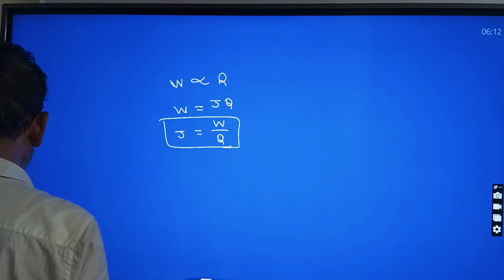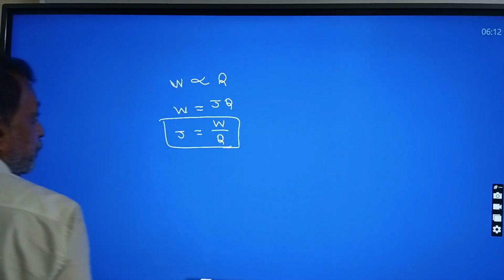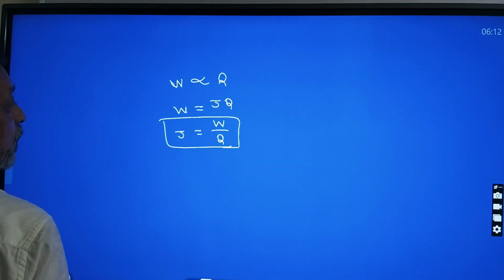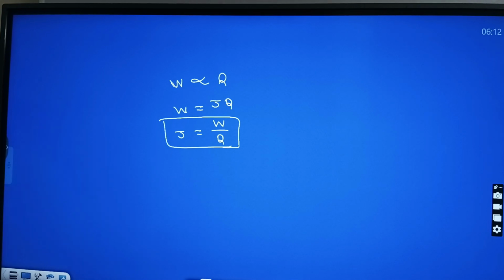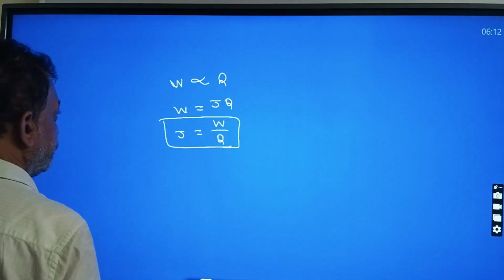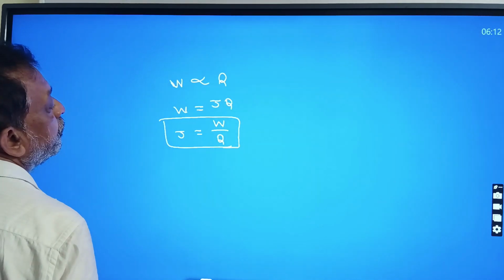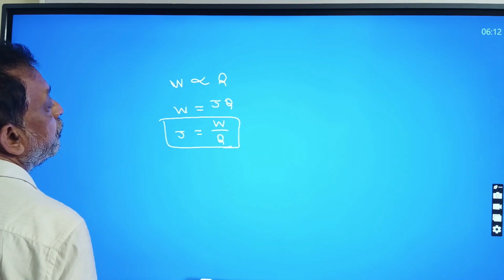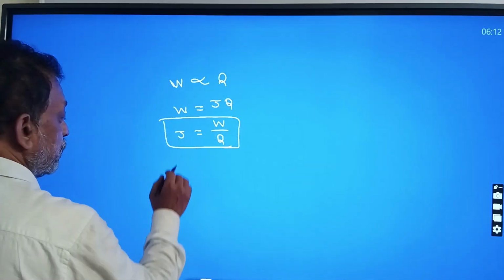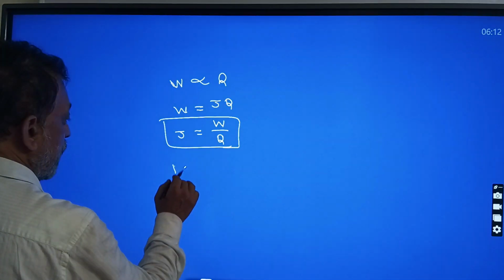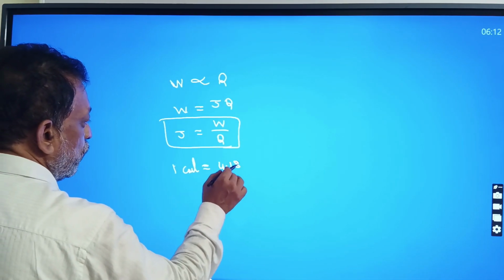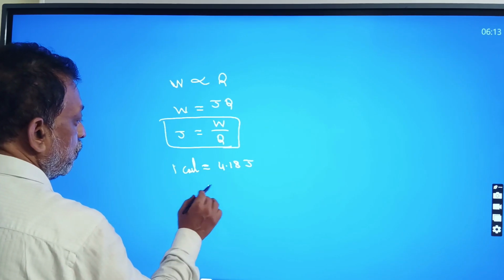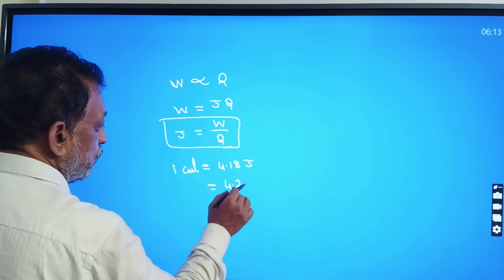Work done by Q, where J is equal to the mechanical equivalent of heat. Then we write the value: 1 calorie is equal to 4.18 joule, or approximately 4.2. All of you know this value.